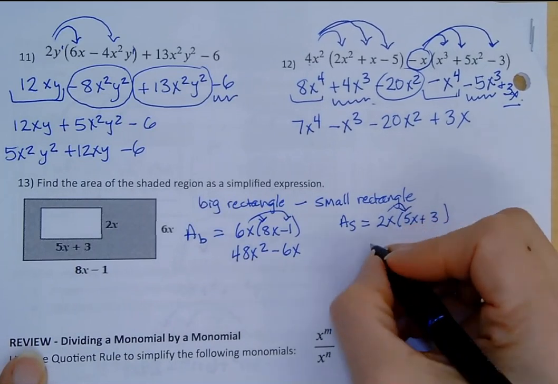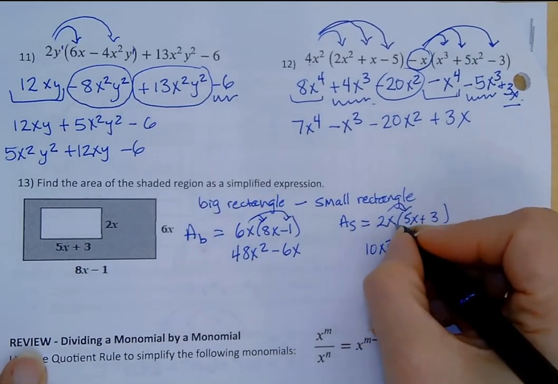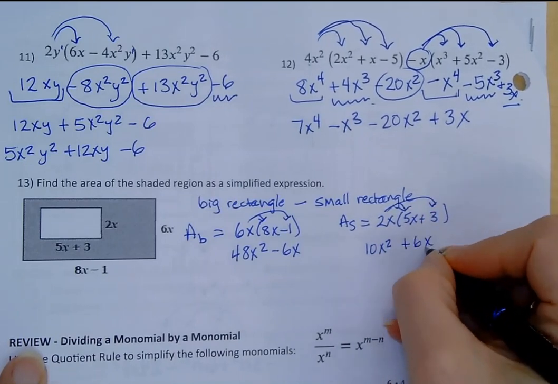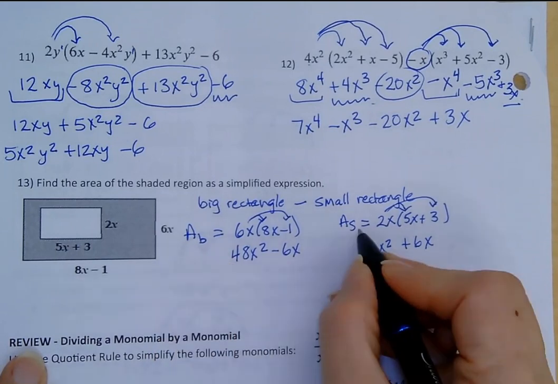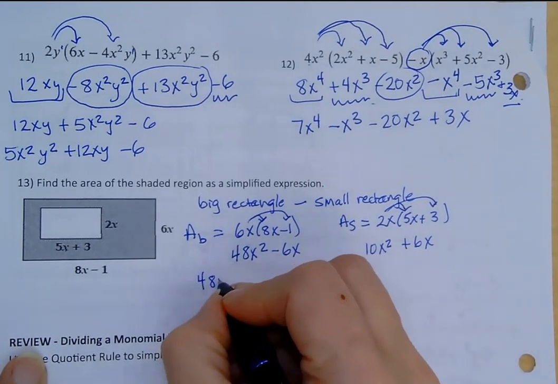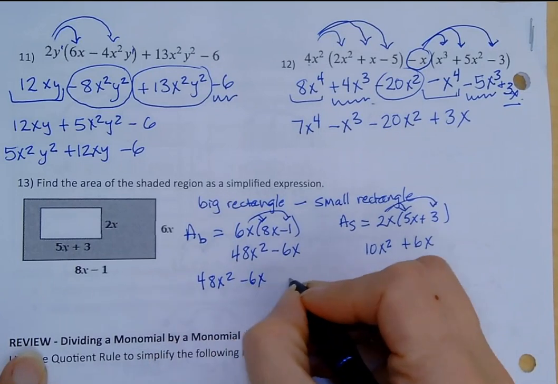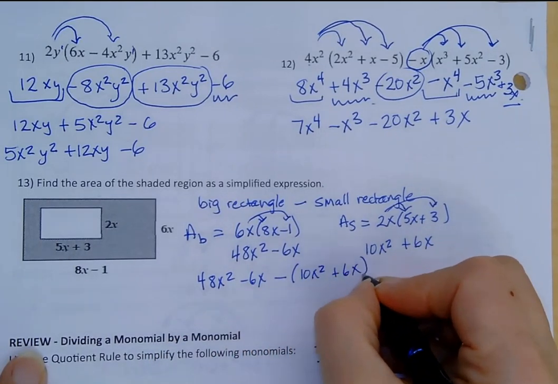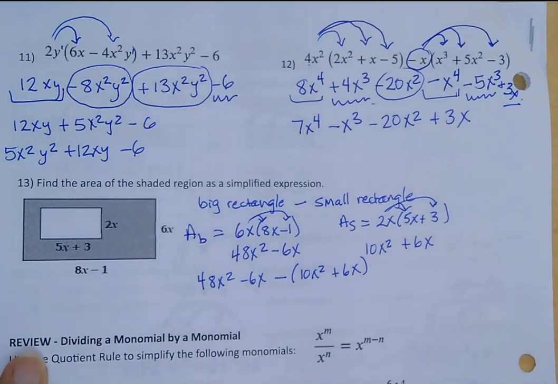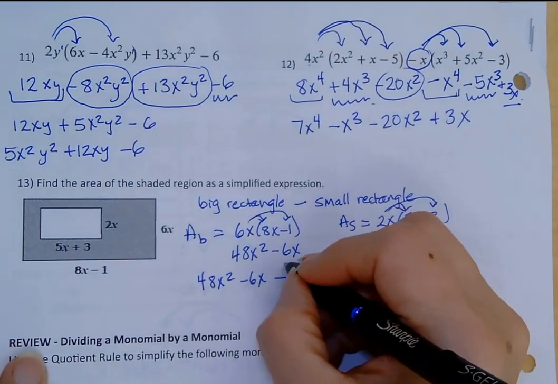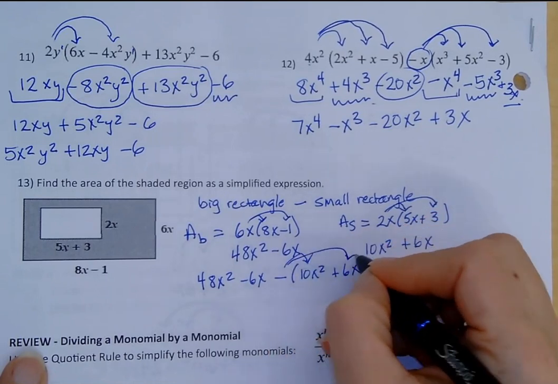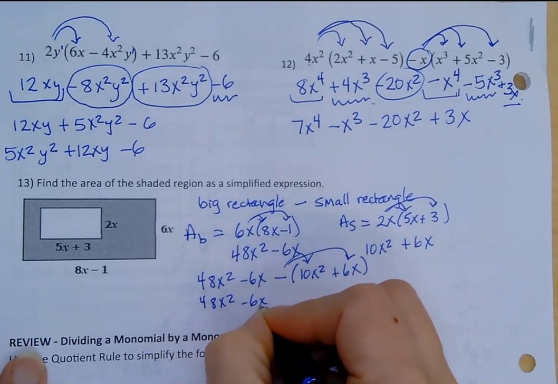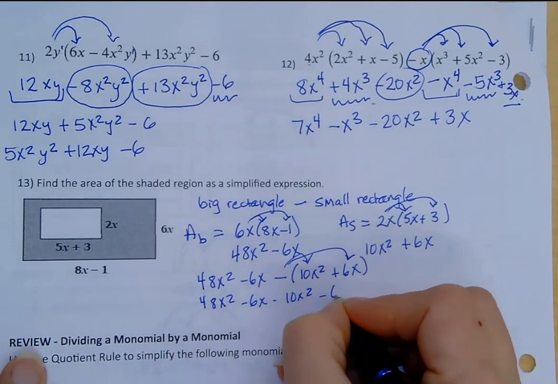So 2x times 5x is 10x squared. 2x times 3 is 6x. Okay. I need area big minus area small. So 48x squared minus 6x, that's the area big, minus area small. Because I'm subtracting, I have to use parentheses because I'm subtracting that whole thing. So what it means is I'm going to have to distribute that negative. So I have 48x squared minus 6x minus 10x squared minus 6x.